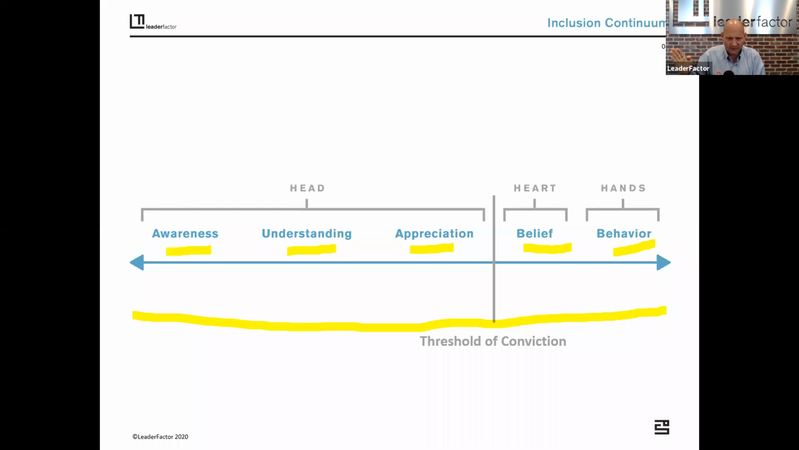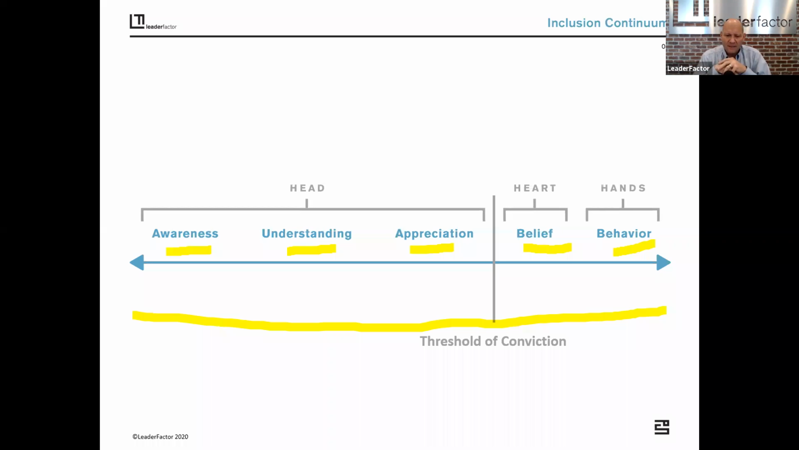the threshold of conviction and then get it into our hearts, right? And then begin to behave inclusively when we finally get into behavior. And then we solidify it into the prevailing norms of the organization. The most successful organizations that we're working with now, as I said, they come at it from both angles. They begin with awareness, but they also begin with behavior. Now, how do you do that?